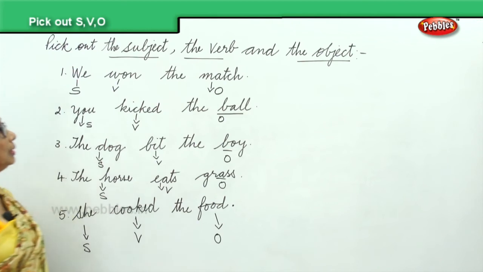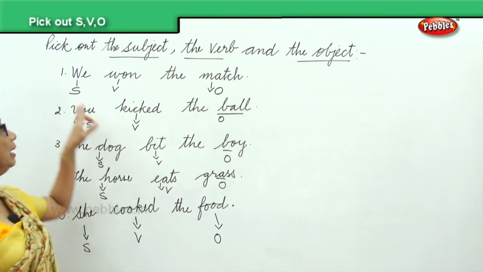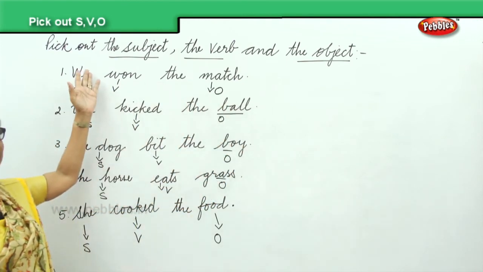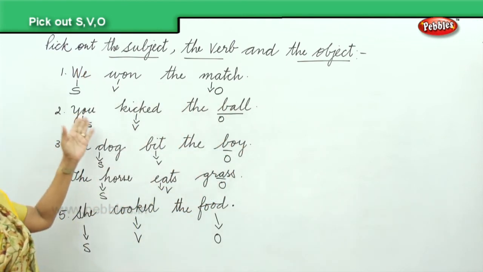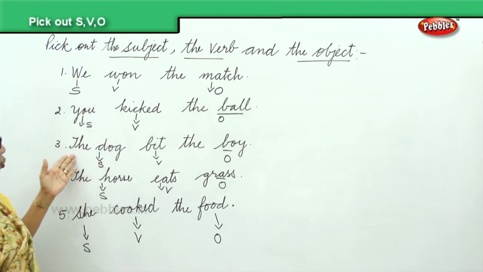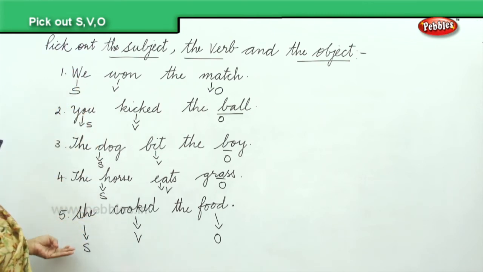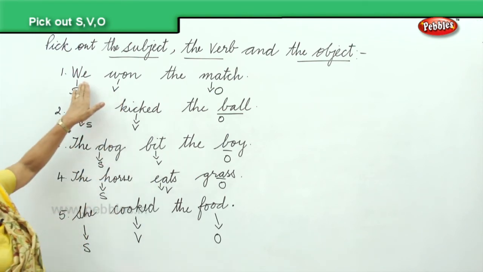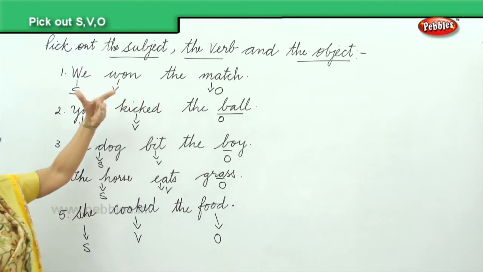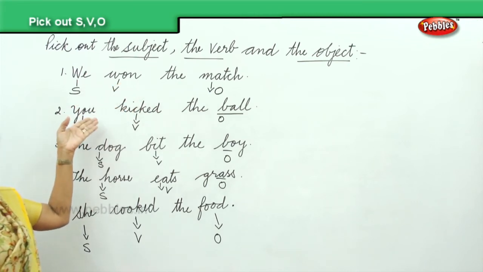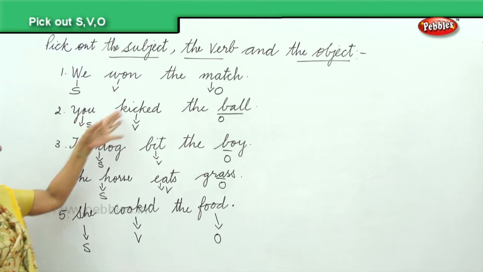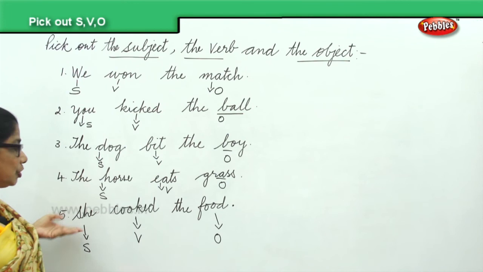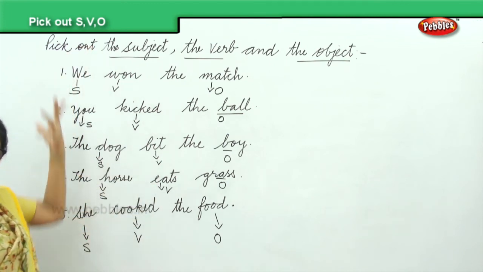Now look at all the sentences. The sentences begin with a capital letter and end with a full stop. Every sentence has a subject: we, you, dog, horse, and she. They are all the subjects. They are all doing some action. They're playing a game, they're winning. What is the subject doing? Kicking, the dog, biting, the horse, eating, she, cooking. Action is being done by the subject.